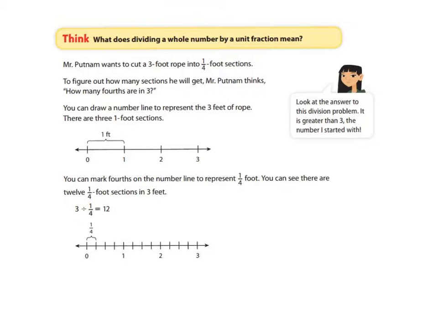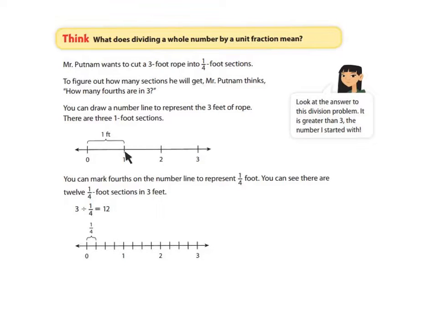Okay, with this problem, Mr. Putnam wants to cut a 3-foot rope into 1/4 foot sections. So to figure that out, we have to figure out how many 1/4 parts there are in 3 wholes. So basically what they've shown you here is a number line. And on this number line, they've divided it into 3 parts. So you see right here, 3 parts, okay?